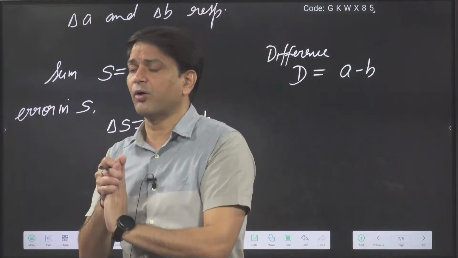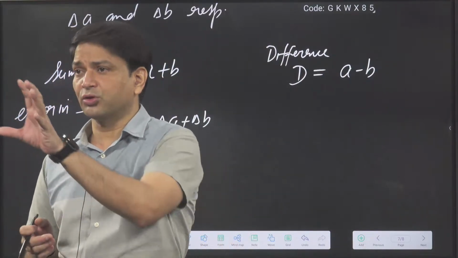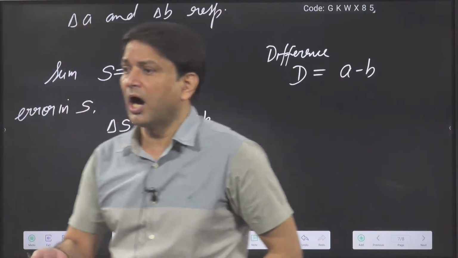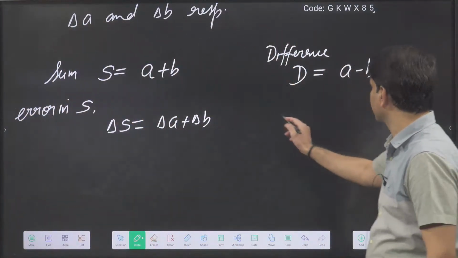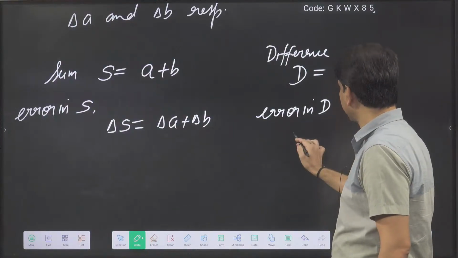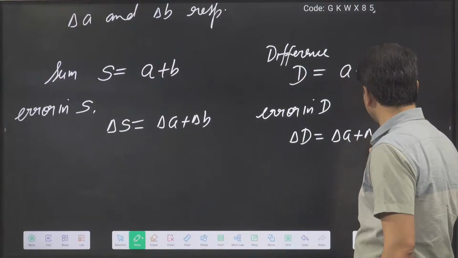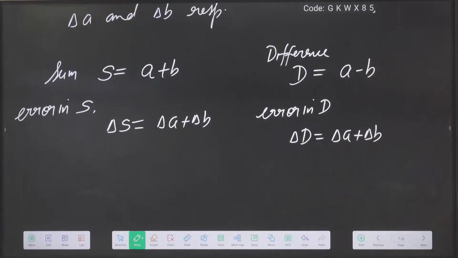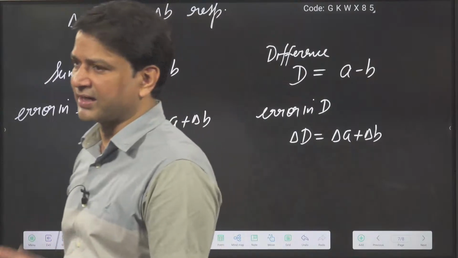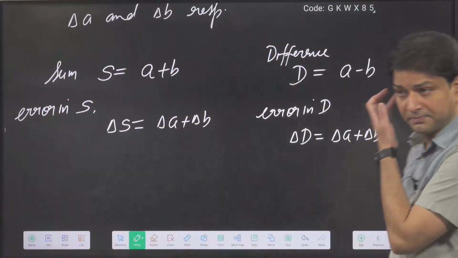Similarly, difference how I am defining? Difference is A minus B, so D is equal to A minus B. It will give the true value of D. How I will calculate the error in D? Delta D, this we will write as delta A plus delta B. Everybody got or not? So in both cases, whether you are adding the quantity or you are subtracting the quantity, error we will always add. Understood or not?